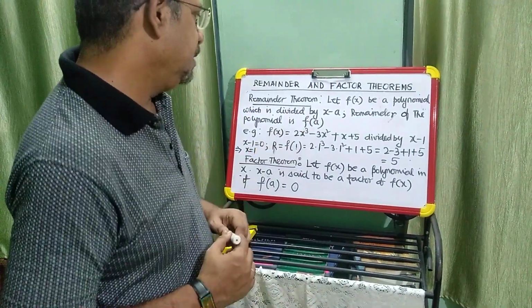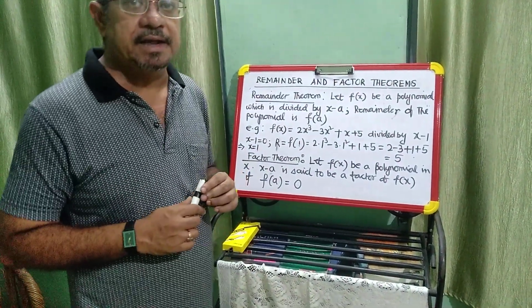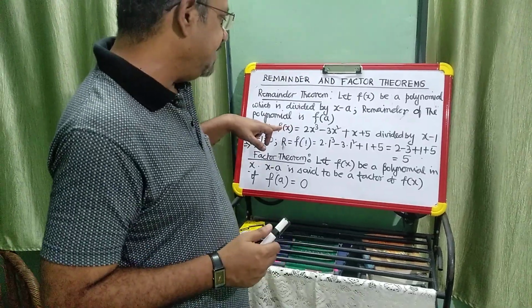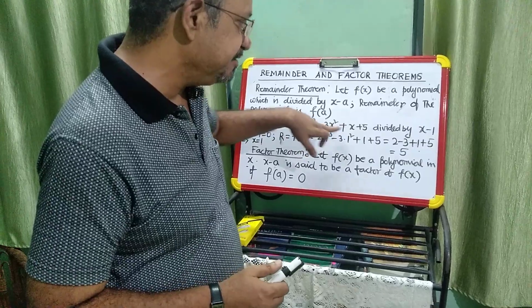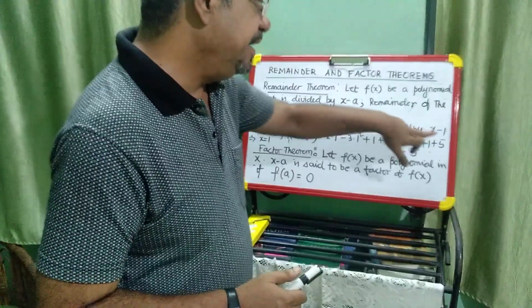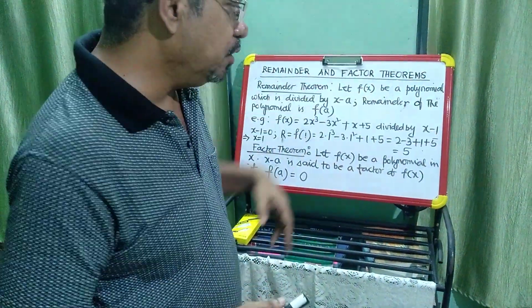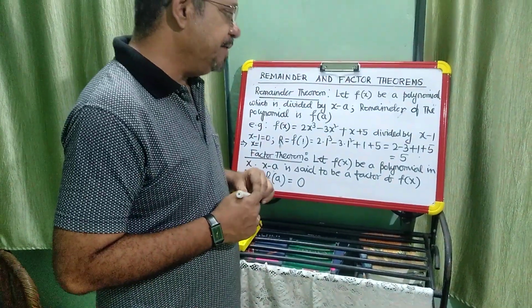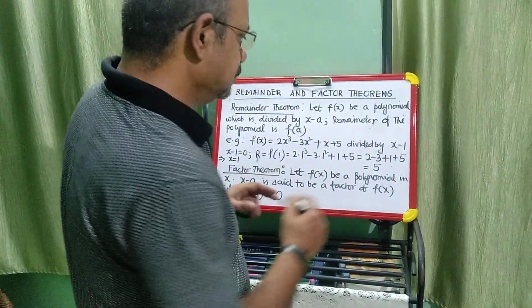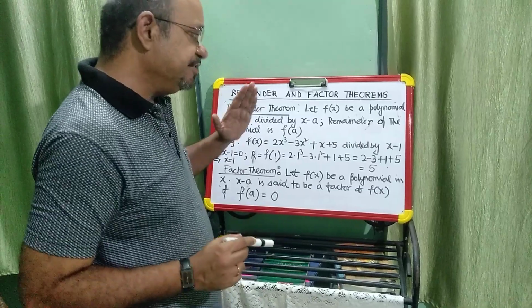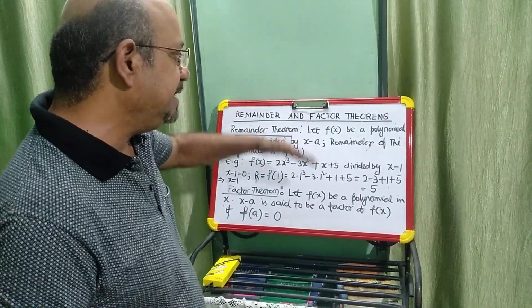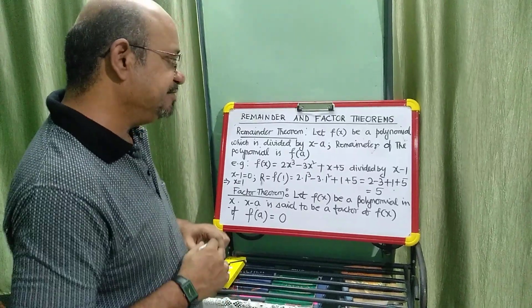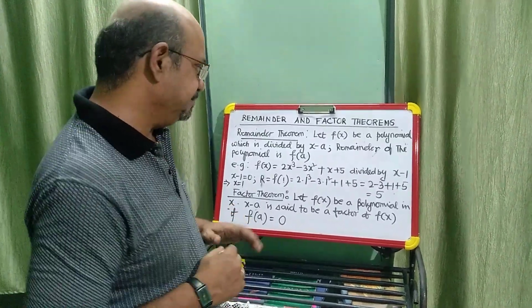f(a). We take up the example which we had done earlier, that is, we had divided the polynomial f(x) = 2x³ − 3x² + x + 5 by x − 1 by the long division method, and we had obtained that the remainder was equal to 5. Let us do the same problem without actually performing the division now, and we will apply the remainder theorem. Let's see how much is the remainder by applying the remainder theorem.